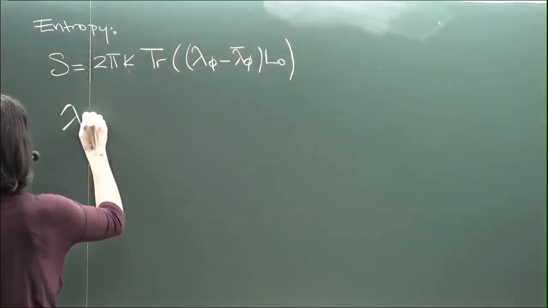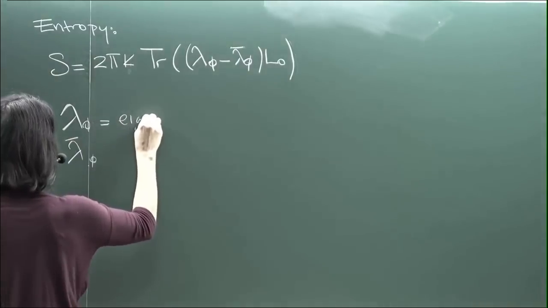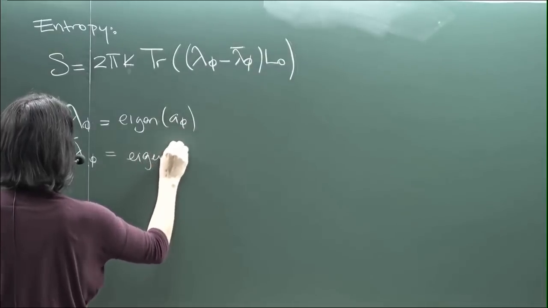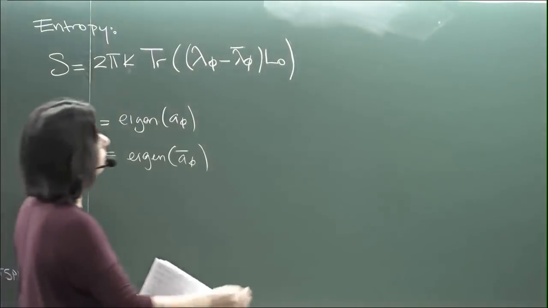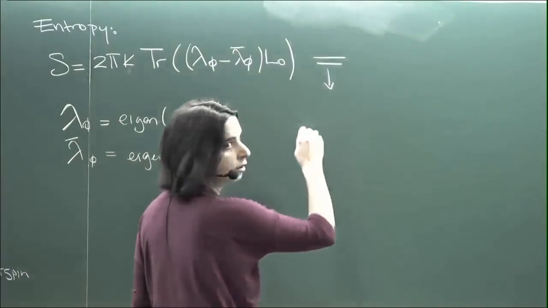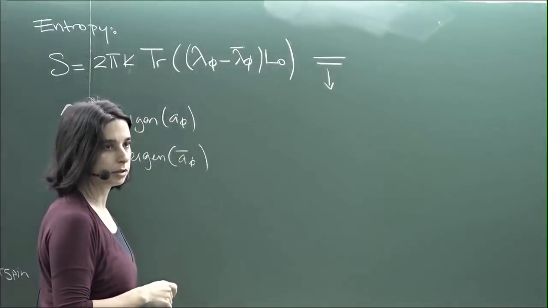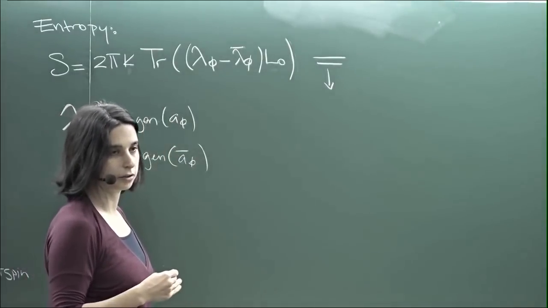So lambda phi, the same thing for lambda phi bar, is basically a matrix of eigenvalues of A phi, and this is the matrix of eigenvalues of A phi bar. Okay? So you get a very compact expression just in terms of the charges of the black hole. If you plug this in for SL2, this is L0, the SL2 element. It's a matrix where in the diagonals I put the eigenvalues.